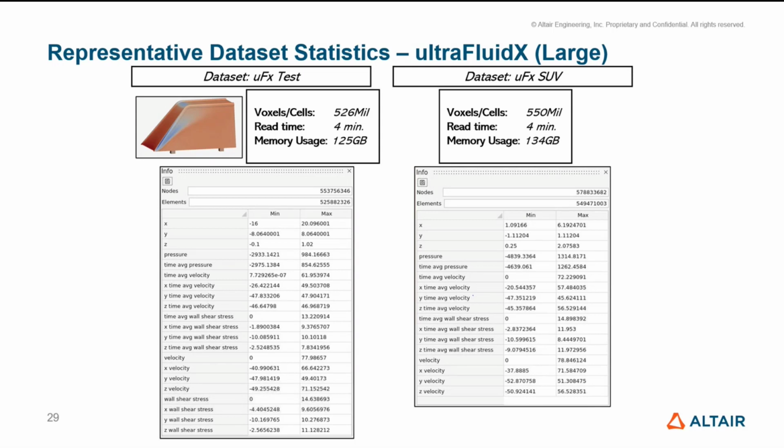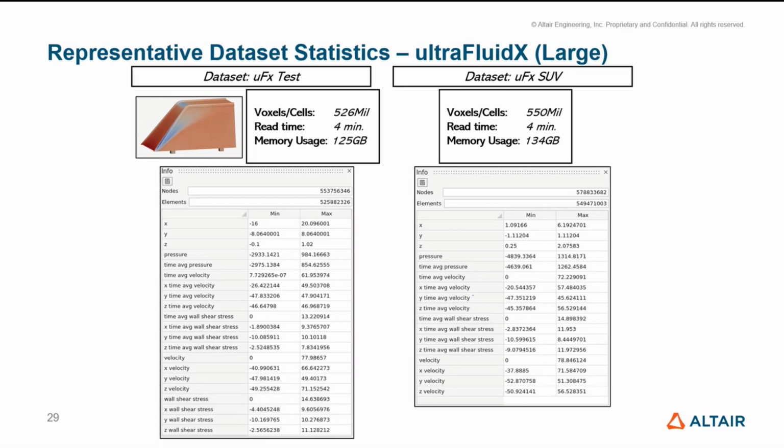Similarly, the high-end model was a SUV. This was a benchmark case that was 550 million voxels. It again took just about 4 minutes to read. And in this case, I pretty much saturated the memory at 134 gigabytes. So I was at least happy to see that these read in and had a pretty quick read time. The memory usage is a bit high here.